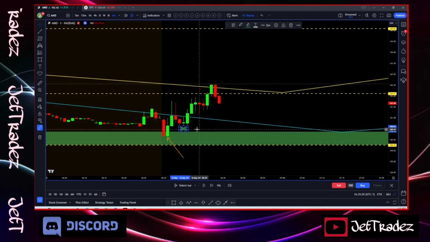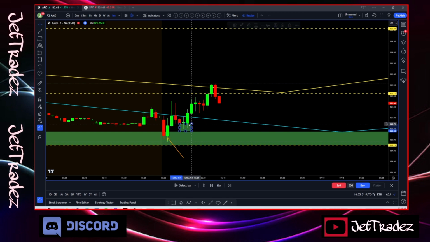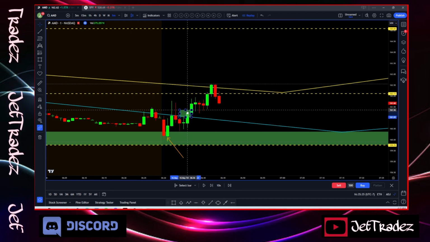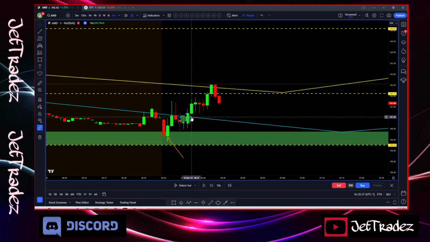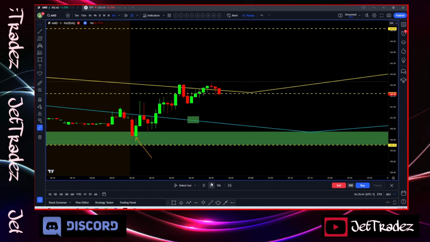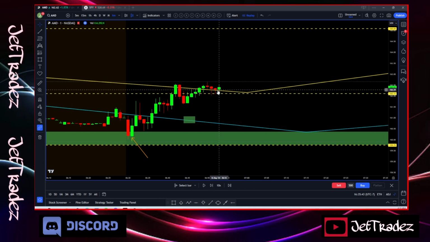This little higher low that we created, right? So what I did was that I waited for this breakout of this level to see how it reacted. As soon as that happened, I was just waiting patiently, waiting patiently. I saw this little hammer coming in.